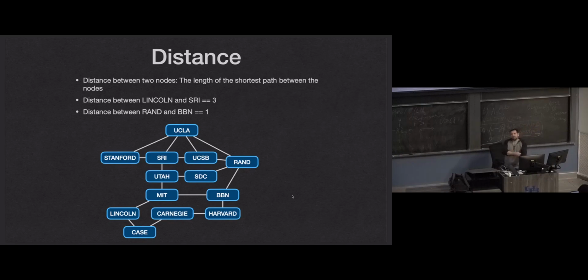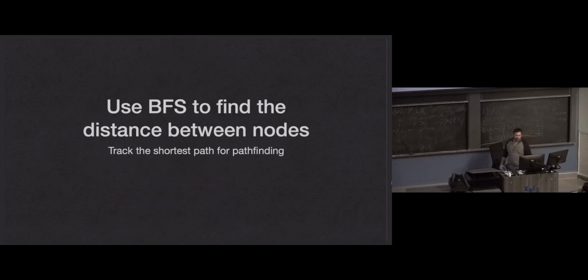So this is what we want to compute in task 3, is distance. That's what we mean by distance, the length of the shortest path. The length of a path is the number of edges in that path, or the number of nodes minus 1. What we want to do is find distance between nodes using breadth first search.